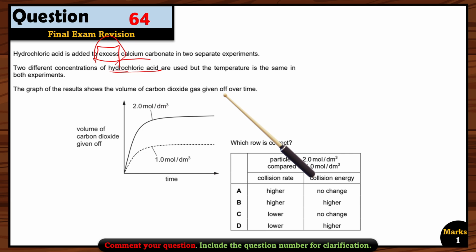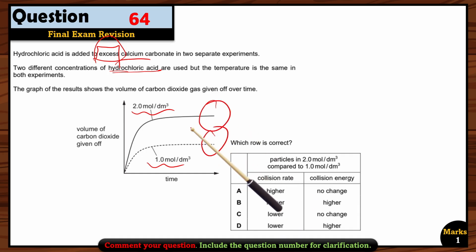So if you see both graphs, first and second, in one they have used less concentration, in the second they have used more concentration, right? And if you see, the volume of the gas is also very high. It's different, it's not the same. So it means the concentration is not only affecting the rate of reaction, but it's also affecting the product volume. What does it mean now? The collision rate is higher.